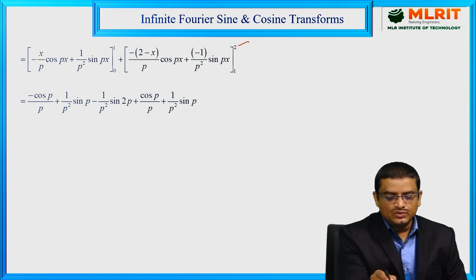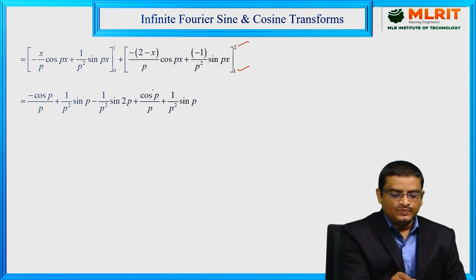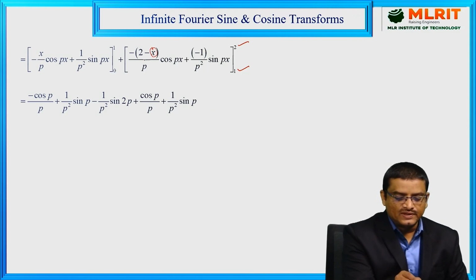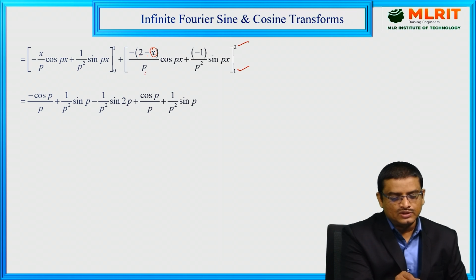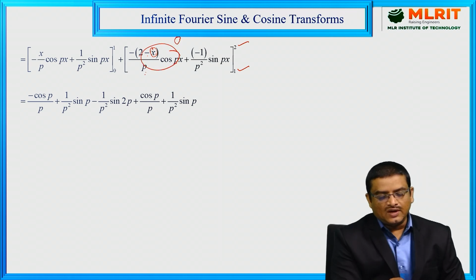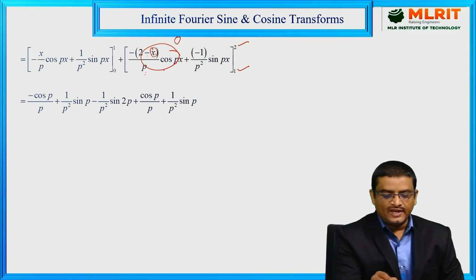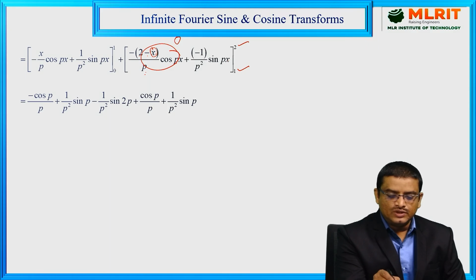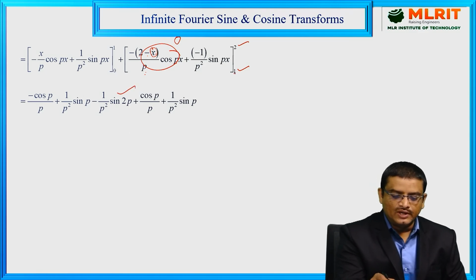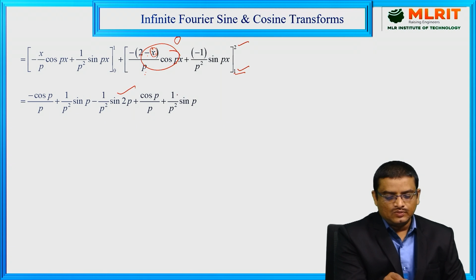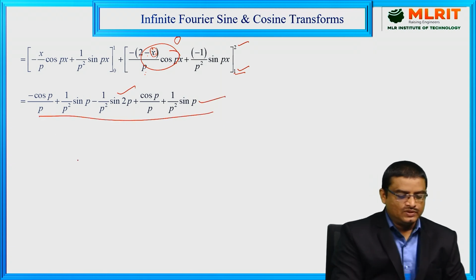Put x equal to 2, the upper limit, and put x equal to 1, the lower limit. If you substitute x equal to 2, 2 minus 2 is 0, and 0 by anything equals 0, so the first term becomes 0. Now take the second term, put x equal to 2 here: minus 1 by p square sine p into 2. This can be written as sine p minus, substituting the lower limit x equal to 1, 2 minus 1 is 1, minus of minus, you will get cos p by p. Here you will get 1 by p square into sine p. So this is our value.